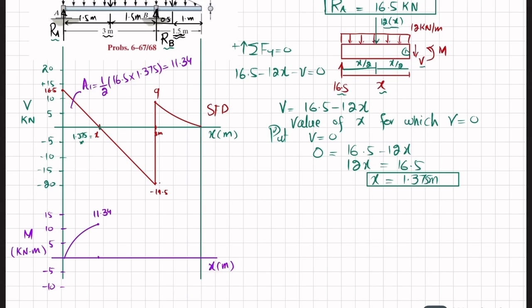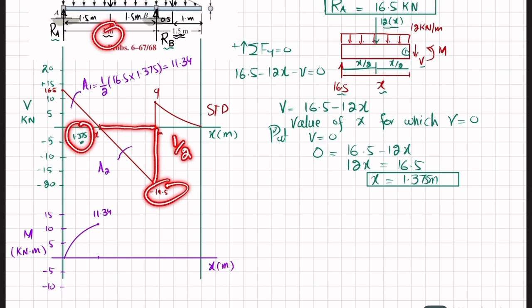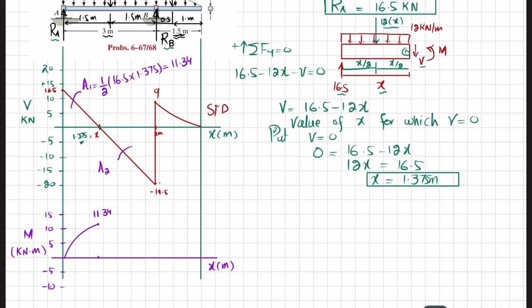Now the second area is this one, and this area A2 is also triangular, so its area is equal to half of this width, which is equal to 3 minus 1.375. Clear? And the height is this 19.5. So when you calculate it, you will get this area is minus 15.84. So 11.34 minus 15.84 is equal to minus 4.50 at this point. So at this point the moment will be minus 4.50.